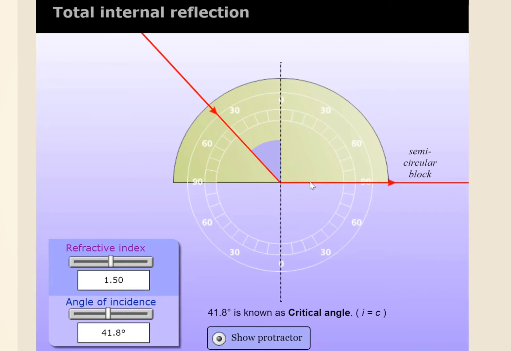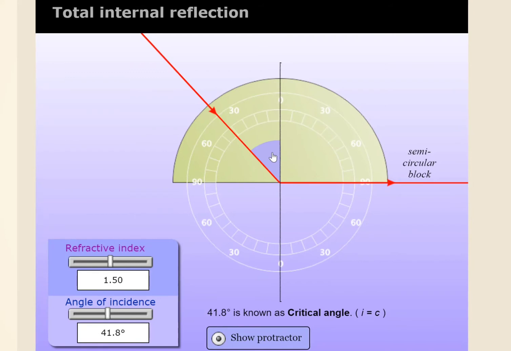So this is no longer a normal refraction. This is a refraction, but we have a special name for this phenomenon. When the angle of incidence is 41.8 degrees, so here is 41.8 degrees, look at the refracted ray. So this is the refracted ray. What's the angle? It's 90 degrees from the normal line.